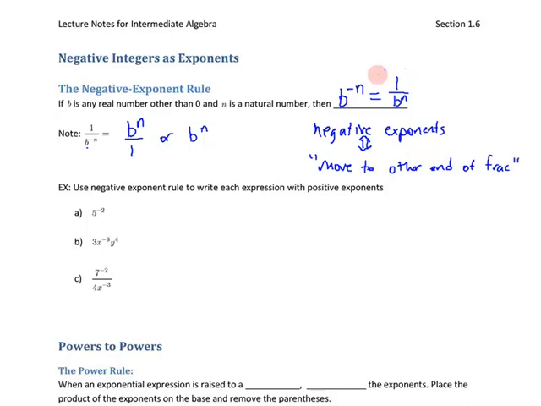Okay, so if it's b to the minus n, that would be the same thing as b to the minus n over 1. You take the b to the minus n and you move it down, it becomes b to the positive n. If your b to the minus n was on the bottom, you move it up to the top. So 5 to the minus 2 is 1 over 5 to the positive 2, or 1/25.